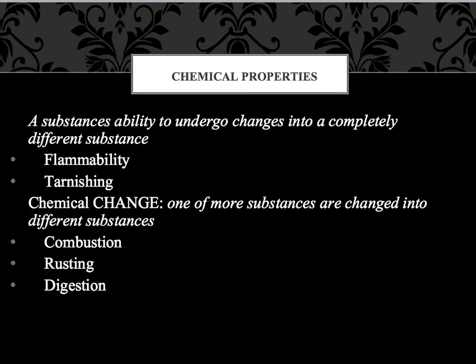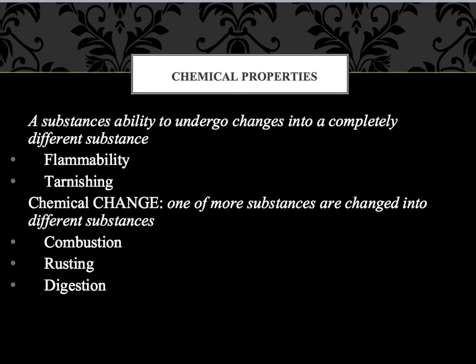Same thing with tarnishing. This is another word for rusting. You know, if you leave your bike outside in the rain and it starts to rust, it's no longer iron anymore. It's now iron oxide. It's a completely different substance with completely different properties. So we would say then that the chemical property of iron is that it will rust. Okay, that is a chemical property of iron. That's how we can identify iron.